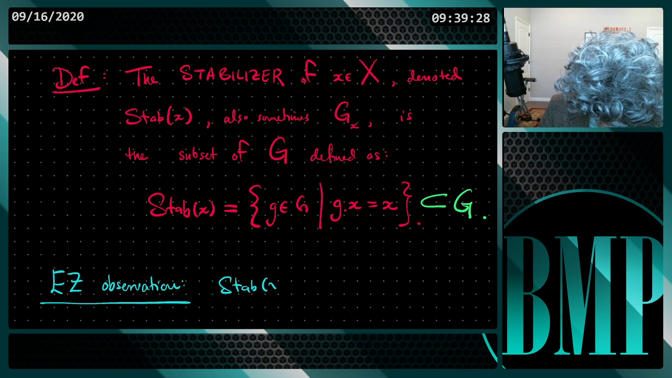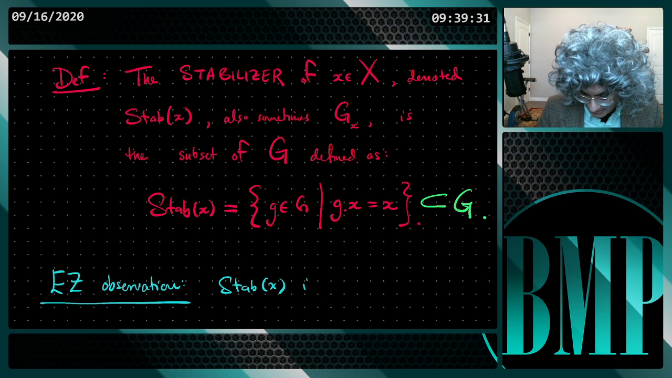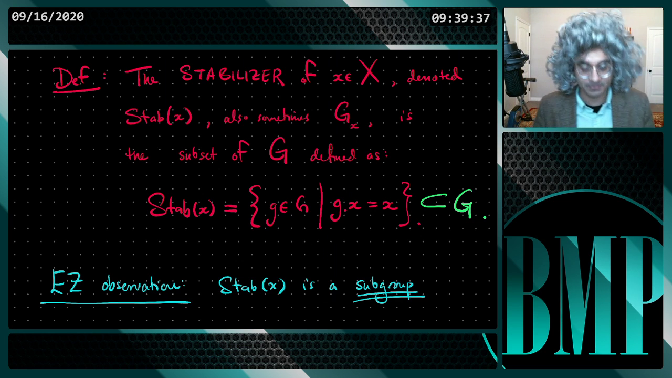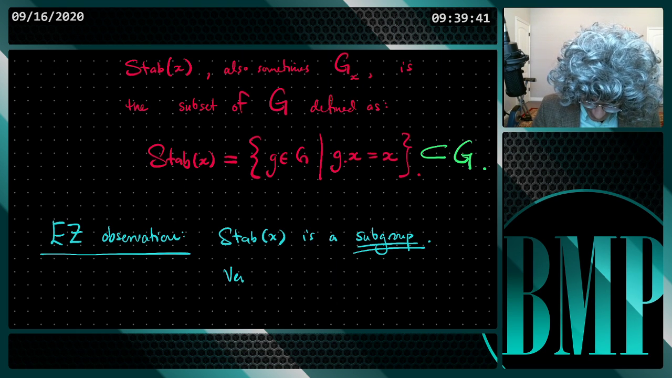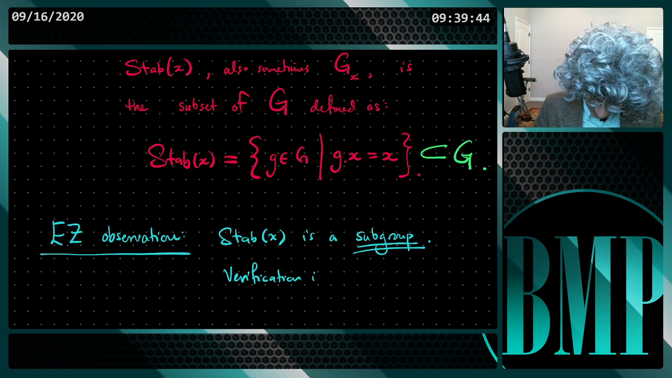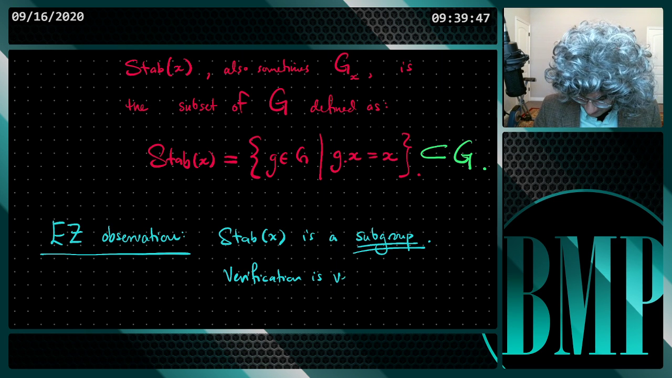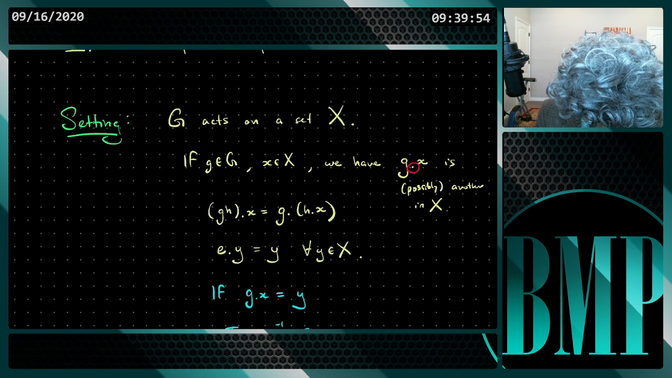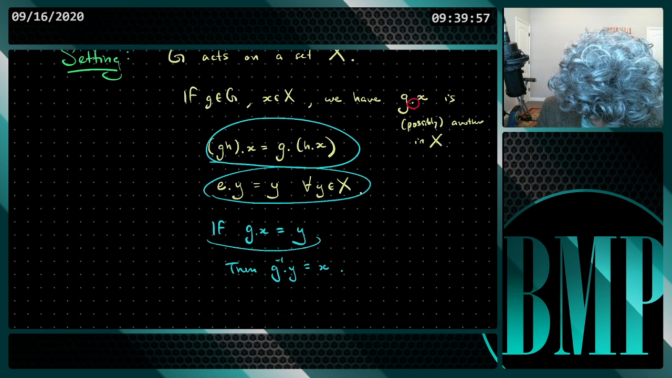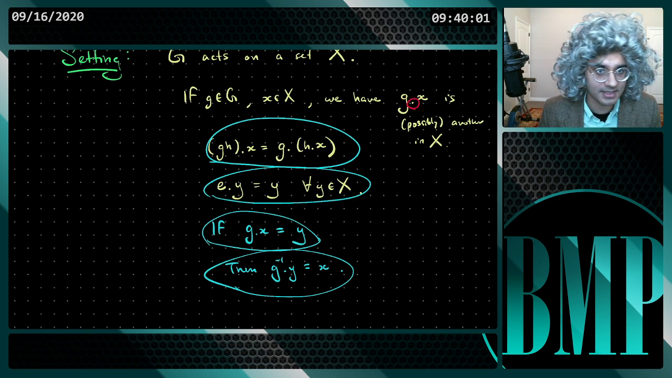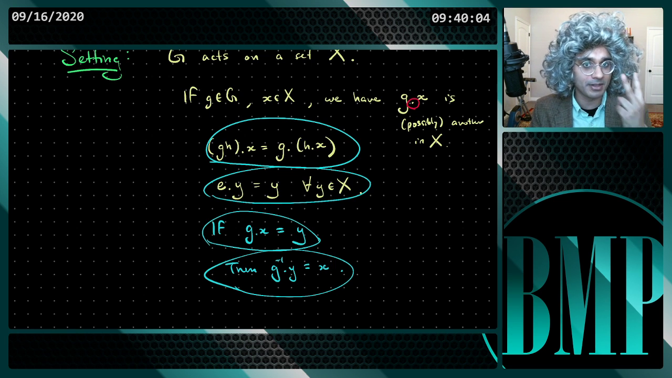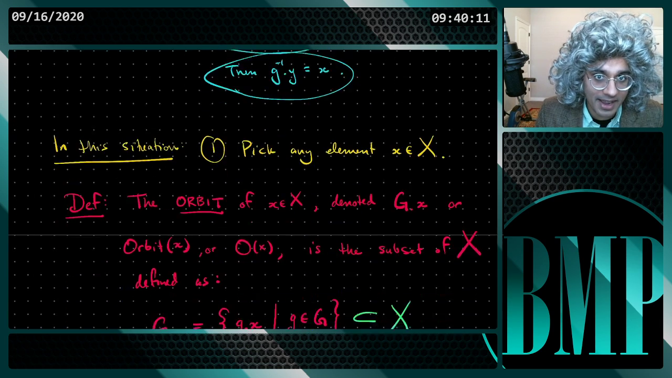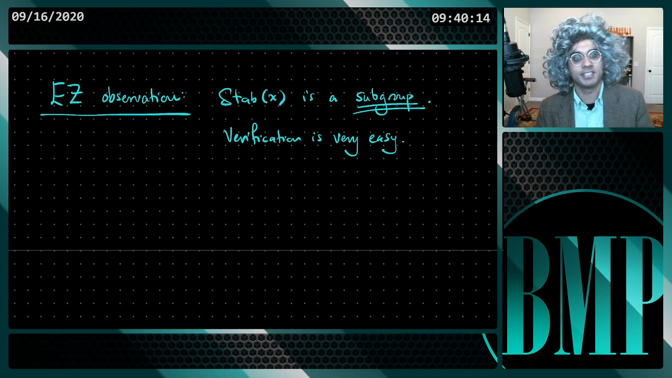The stabilizer of an element is a subgroup. Not just an arbitrary subset. And the verification is very simple. Using the axioms of the action, the concept of action. Okay? Using this, you can see that if two elements G and H stabilize X, then their product will also stabilize X. Just chase these axioms, and the stabilizer forms a subgroup.